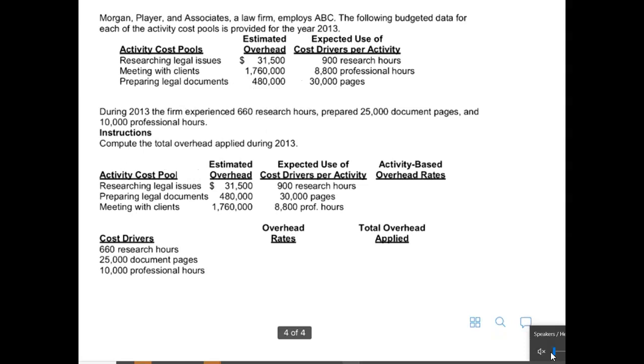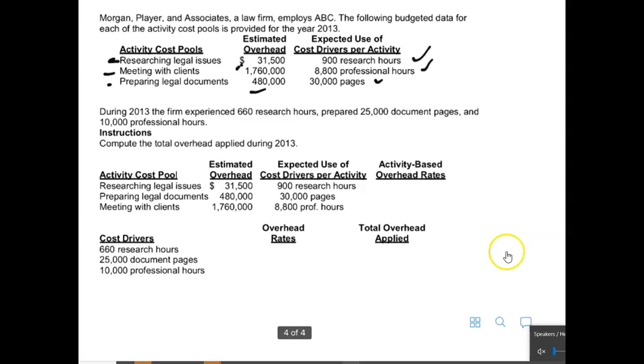Morgan, Player and Associates, a law firm, employs activity-based costing. The following budgeted costs for each activity. So there's your activities. Researching legal issues, meeting with clients, preparing legal documents. At the beginning of the year, they estimated that the cost would be $31,500 for researching, $1,760,000 for meeting the clients, and $480,000 for preparing the docs. Now that's the dollars that they assume they're going to spend in overhead. And the activity related to each one of those pools is given here. 900 research hours, 8,800 professional hours, 30,000 pages.